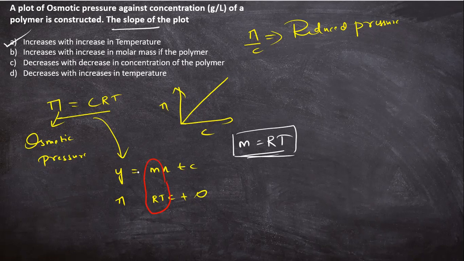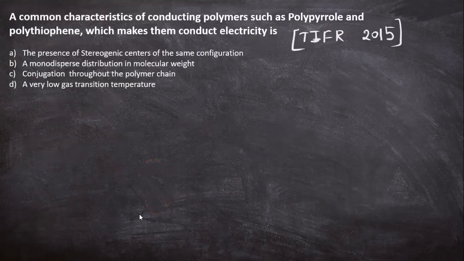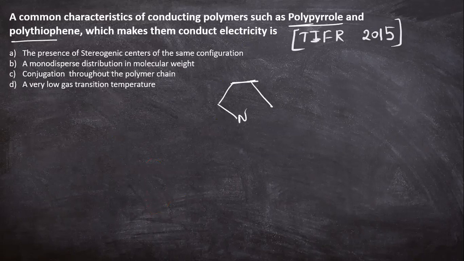Okay, let's move to the next question. The common characteristic of conducting polymers such as polypyrrole and polythiophene which makes them conduct electricity. So what is the common characteristic in polymers like polypyrrole and polythiophene that makes them conduct electricity? If you know the structure of pyrrole, simply pyrrole, no need to go with polypyrrole. Pyrrole, so it will be like this.